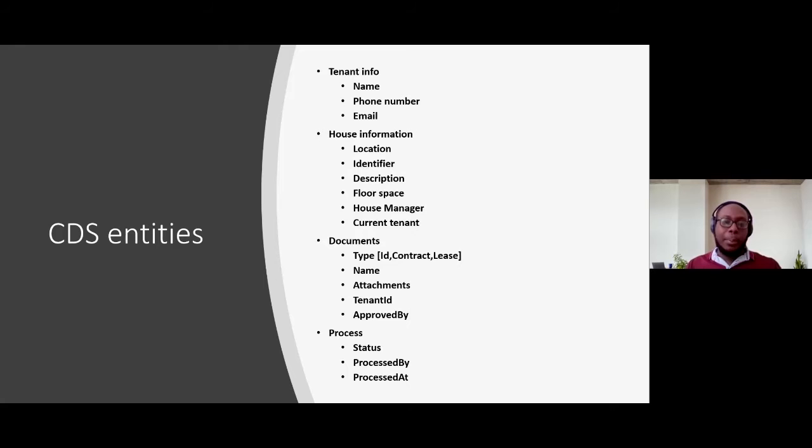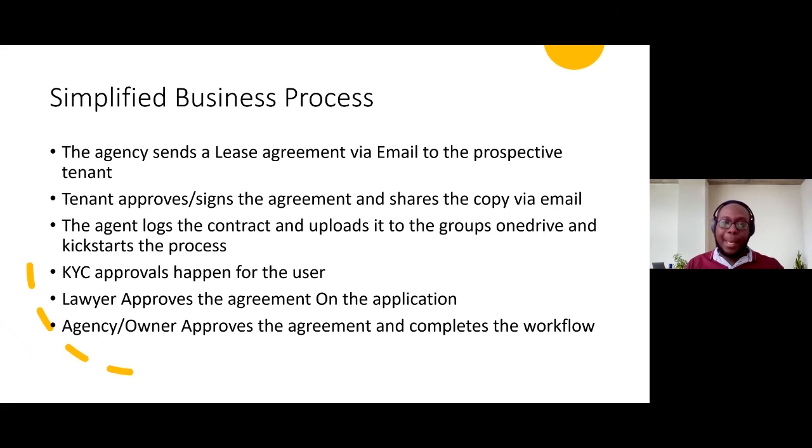And see how we can make it a bit easier for us to model it and have it in this short period of time, and see how we can actually make this. So the simplified business flow, when we are automating this, is that the organization sends a lease agreement via email to the prospective tenant. And after the tenant approves and shares a copy via email, the agent logs the contract and uploads it to the group's OneDrive and kickstarts the approval process.